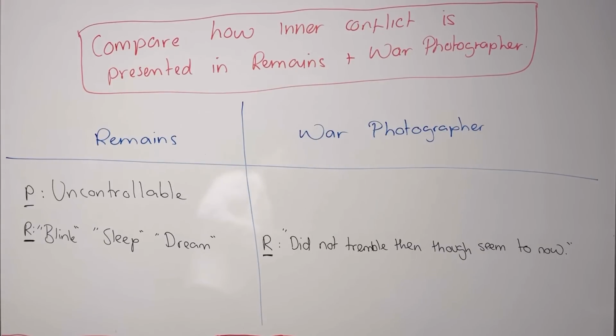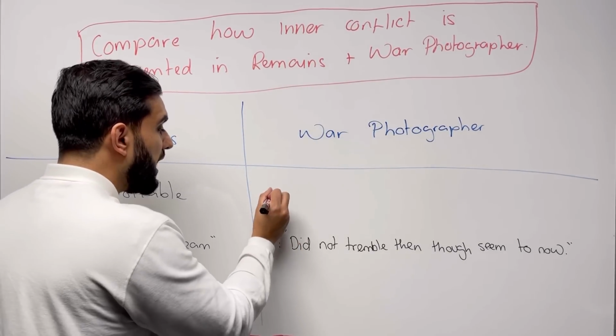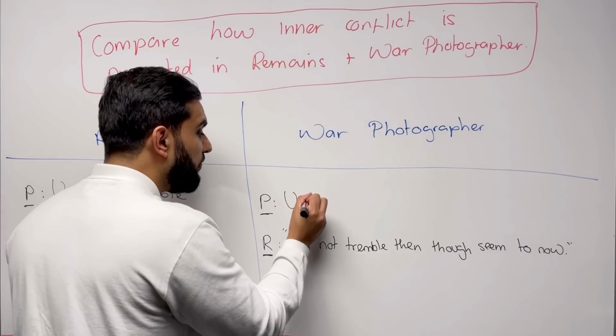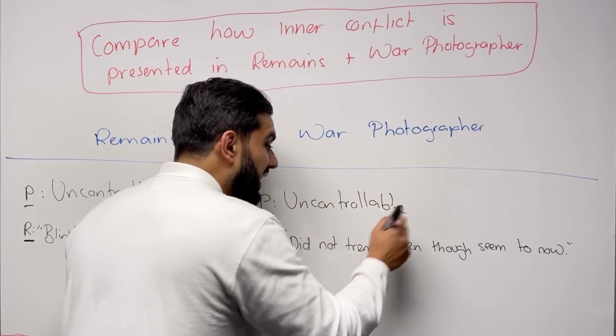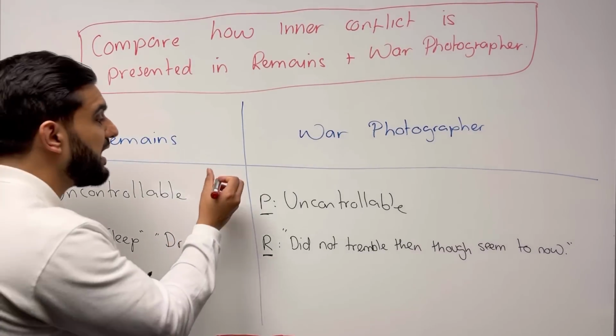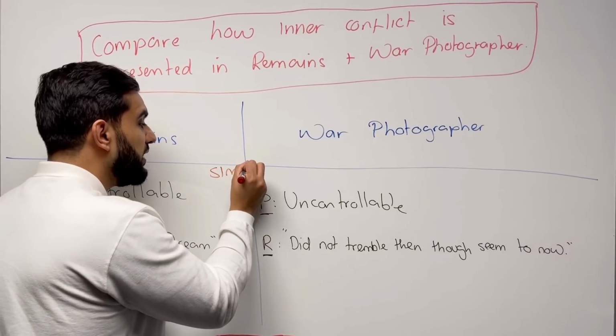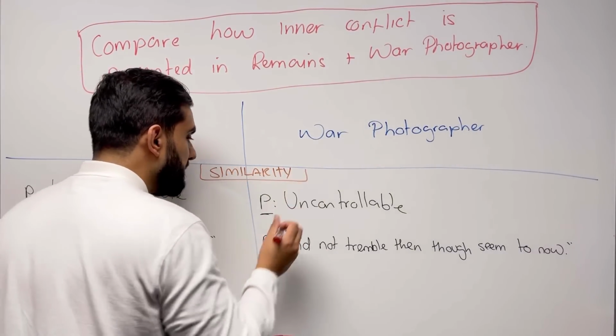Now, guys, for War Photographer, I will use the exact same point. So here I am also going to say that inner conflict is presented as being uncontrollable. Now, when I explain later, that will all make sense. Now, therefore, what have I got? I am looking at a similarity. So guys, when it comes to my comparison, I am looking at a similarity.